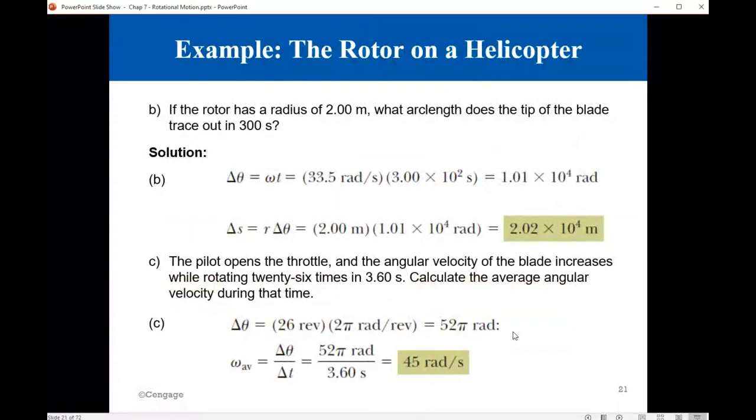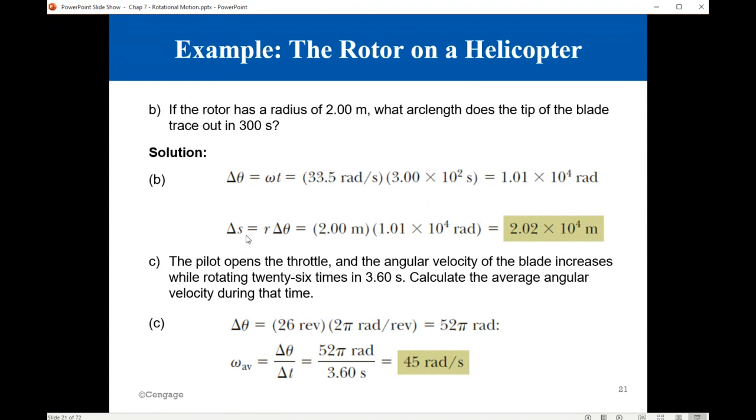Then for the second part, if the rotor has a radius of 2 meters, so R is 2 meters, what arc length does the tip of the blade trace out in 300 seconds? Delta theta equals omega t, just like linear motion, delta x equals vt. So instead of v, you have omega here. We calculated omega in the first part, 33.5 radian per second, and t is 300 seconds. So the answer is 1.01 by 10 to the power 4 radian. You see, the angular displacement is measured in radians. Second here cancels with second there.